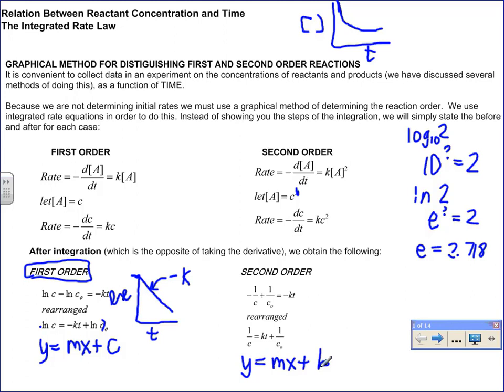This graph is different. The y value for this graph is 1 over c. The slope for this is k. The x value for this is t, and the intercept is 1 over C naught. So for a second order reaction, the graph that's going to give me a linear relationship is 1 over the concentration of C versus time. This time it's going to have a positive slope, and the slope is going to be K.